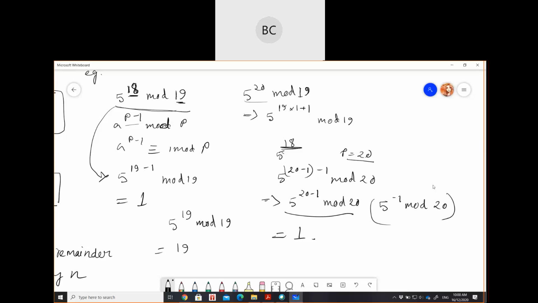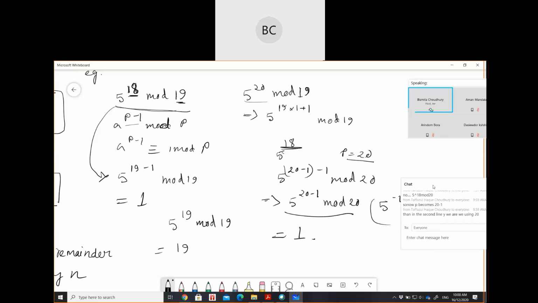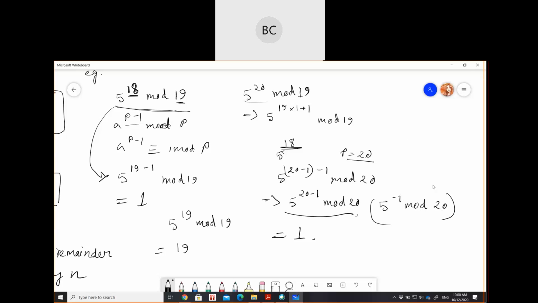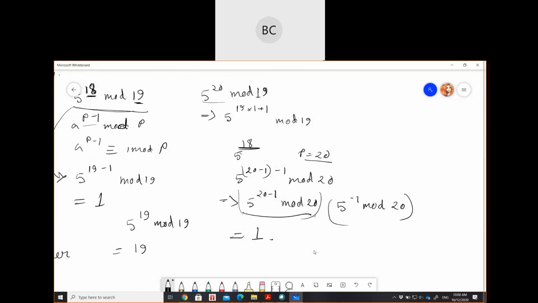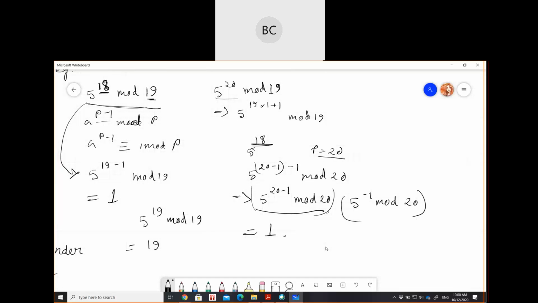Of course, every time it's not like this. So in this case, you can divide it like this: 20 minus 1, then minus 1. So you can divide it mod 20 again, it will be a minus 1 mod 20 this side. Then for this portion, it will be 1. Then again, you have to solve this part.